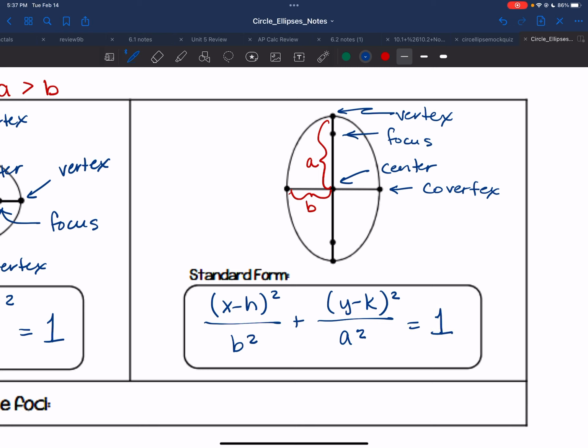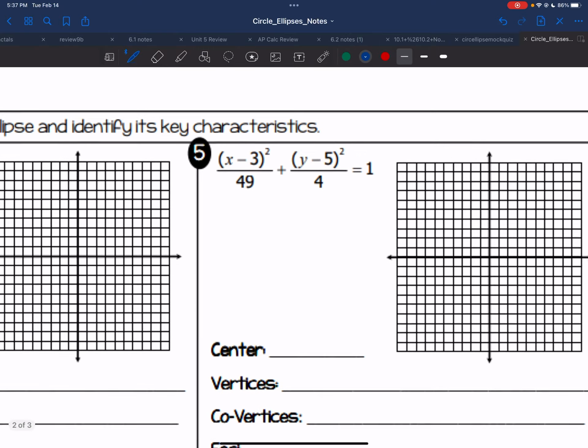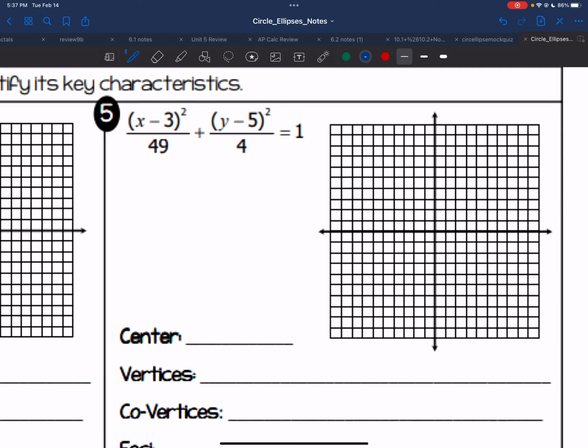Again, a is going to be greater than b, so that's how we decide if this is horizontal or vertical. We also use the same strategies that we did before to find our center, so our center is located at (h, k). All right, let's take a look at an example. I'm going to skip this first one and go to this second one, just so that we have one that's a little bit more standard.